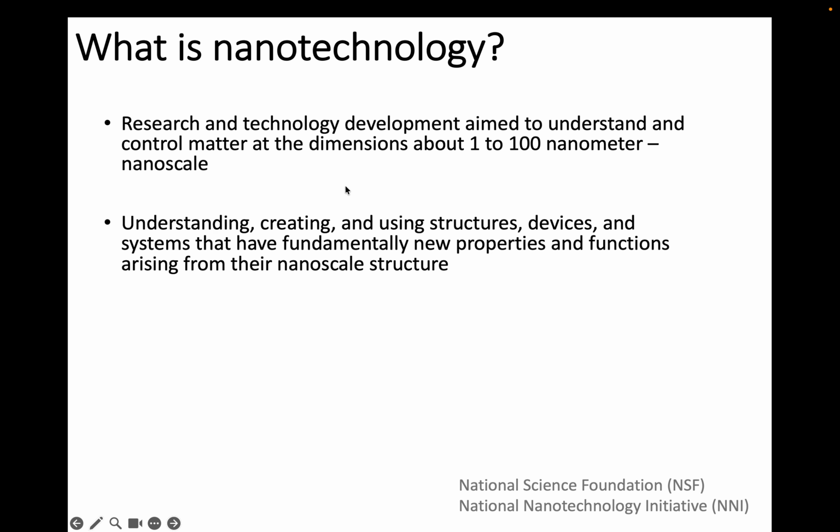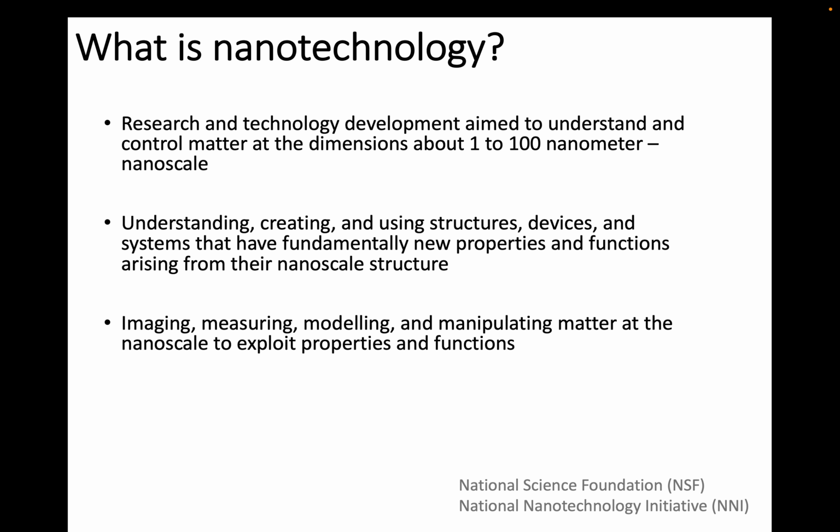For example, understanding, creating, and using structures, devices, and systems that have fundamentally new properties and functions arising from their nanoscale structure. Okay, even now, some new materials are being developed, and also some new properties are being developed, and then engineered actually. So that is essentially part of nanotechnology.